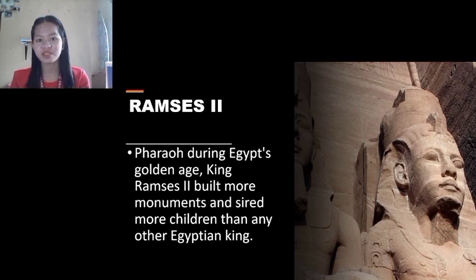Next, Ramses II. Who is Ramses II? Ramses II is a pharaoh during Egypt's Golden Age. King Ramses II built more monuments and sired more children than any other Egyptian king.